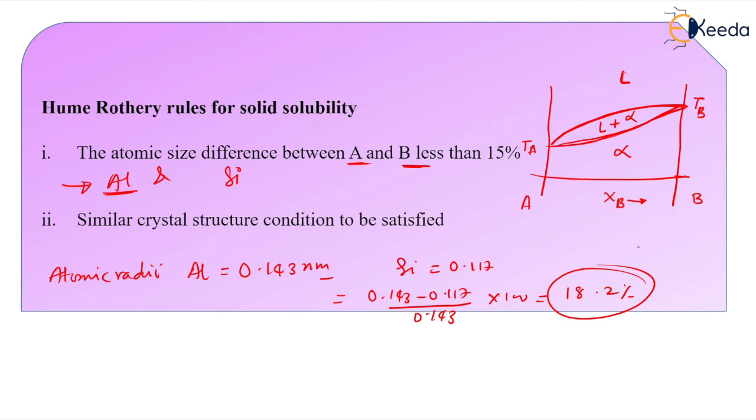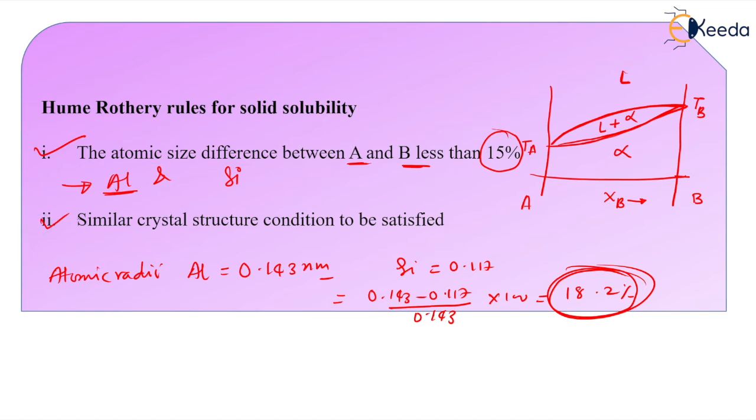So students, whether A and B are soluble in each other: the atomic size difference should be less than 15%, then only it is possible. But see here, the difference is 18.2%. So we cannot have the solubility of aluminum and silicon. So to have solid solubility, the first thing is that the atomic size difference should be less than 15%.